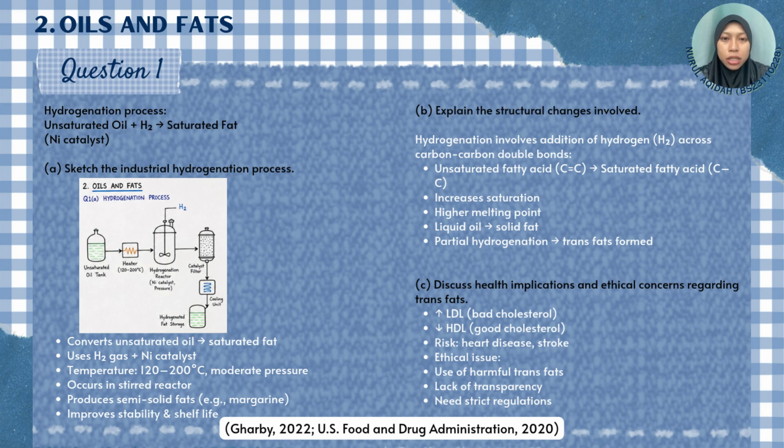So basically, the carbon-carbon double bonds are converted into single bonds. As you can see, this increases the saturation level and allows the molecules to pack more closely. That's why the melting point increases and oil becomes more solid. However, partial hydrogenation can produce trans fats.